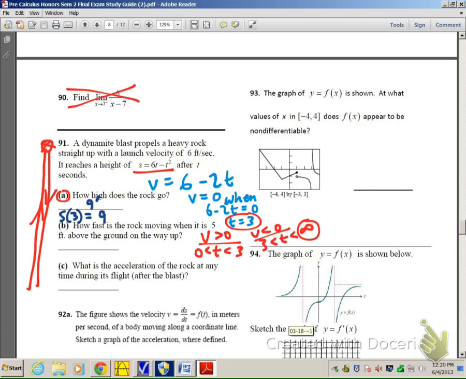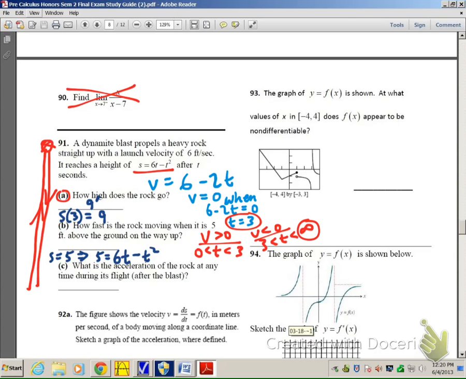How fast is the rock moving when it is 5 feet above the ground? Well, if we want to know v, we have to know t. And if we want to know t, we have to know the time that the position is equal to 5. So we first let s equal 5. The position is equal to 5 when 5 is equal to the position function, 6t minus t squared. Let me do that work way up here on the top of the screen.